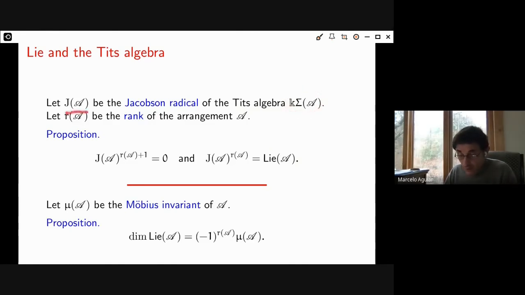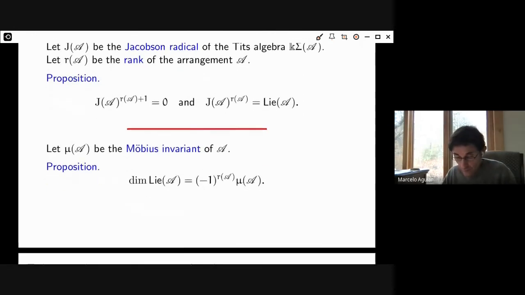Well, let's bring in the Jacobson radical of that finite dimensional algebra. And the rank of the arrangement, which I've been alluding to before. The Jacobson radical is nilpotent, and it happens that the index of nilpotency is one more than the rank, and the last non-zero power is exactly Lie. So this is another description of Lie that I find very appealing. It is the last non-zero power of the radical. The fact that the index of nilpotency was this number was known, but the description of the last non-zero power as Lie is ours, because the definition of Lie is one of the things that we do in our work.